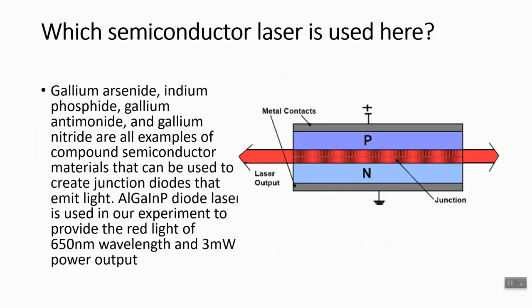The laser used in this experiment is a semiconductor laser. Gallium arsenide, indium phosphide, gallium antimonide, and gallium nitride are all examples of compound semiconductor materials that can be used to create junction diodes that emit light. Aluminium gallium indium phosphide diode laser is used in our experiment to provide the red light of 650 nanometers wavelength and 3 milliwatt power output.